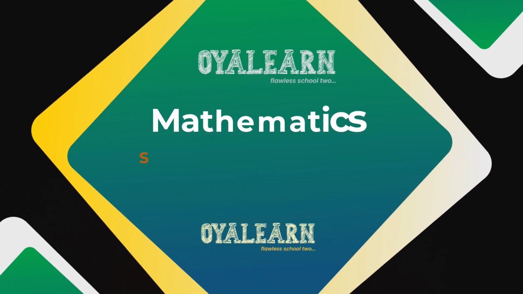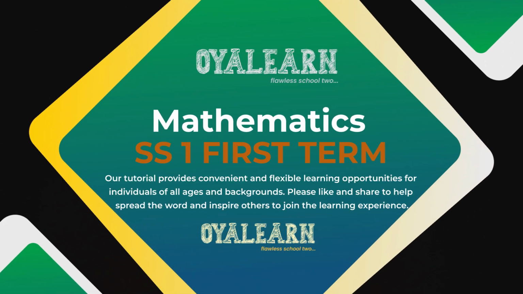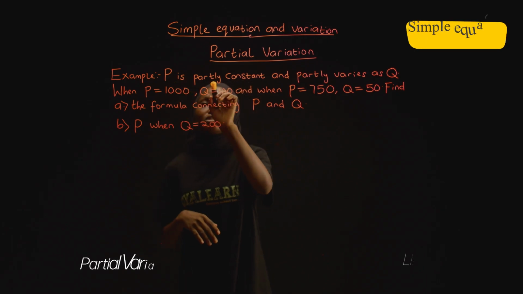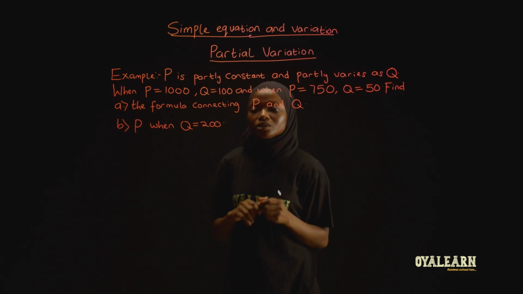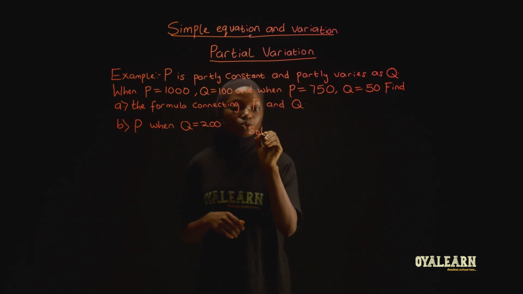Let's look at this example on partial variation. The question says, if P is partly constant and partly varies as Q. Let's interpret the first sentence first. Solution.